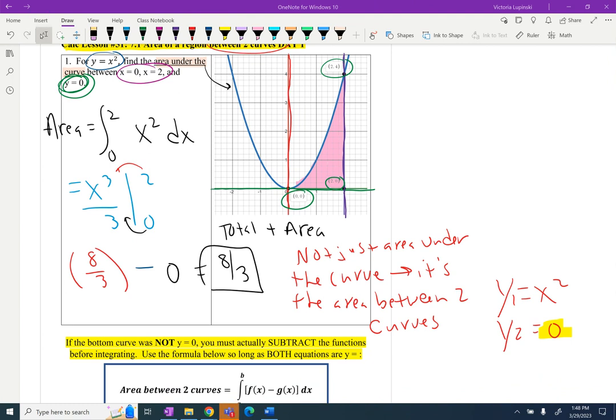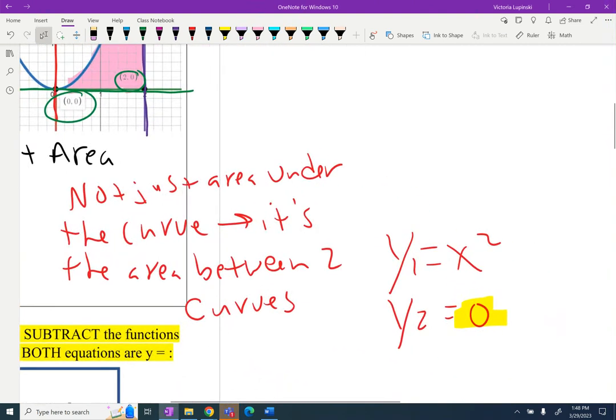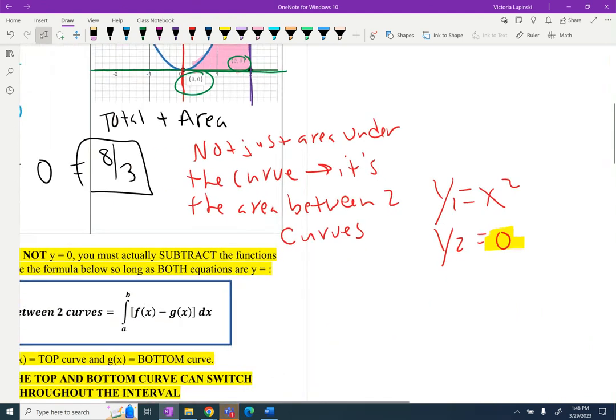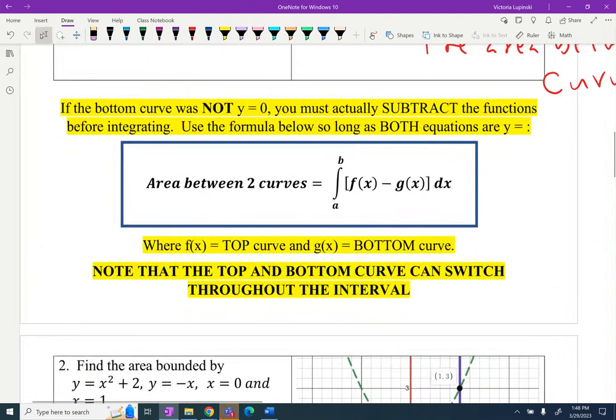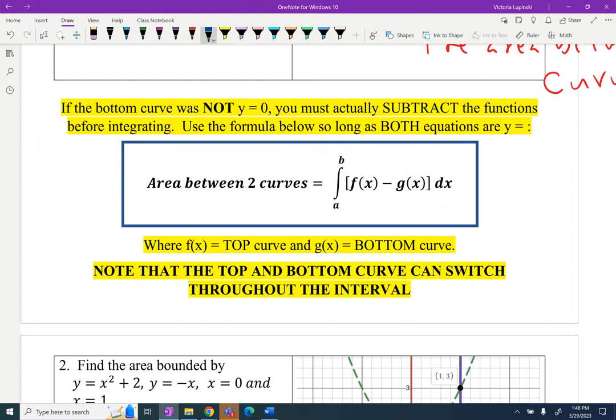So again, if you are finding the area under the curve, you can extend that definition to be the area between two curves. And the two curves in this case are the x squared and the 0. So what if one of the curves is not 0? Well, here's kind of the main event for today right here. If the bottom curve is not 0, then you have to subtract before integrating.